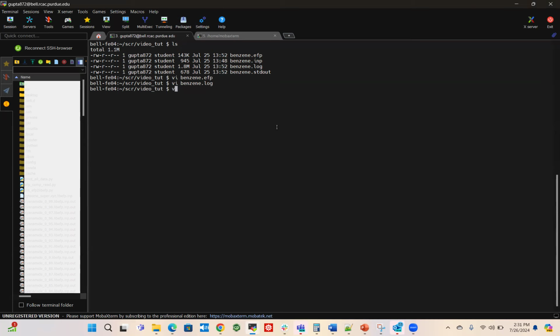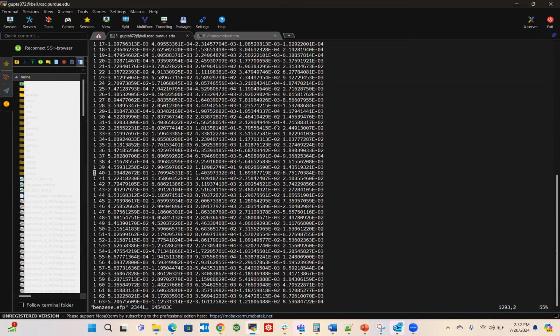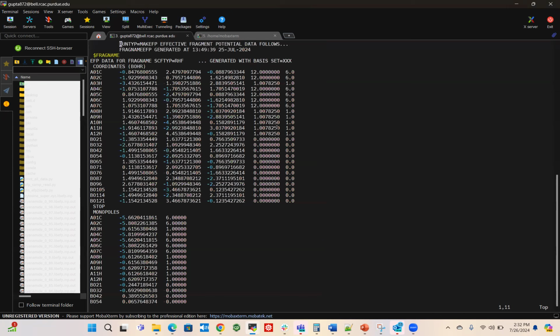So we now go to have a look at our .efp file. We see that all the data, all the parameters that we need for our EFP calculation have been generated in the .efp file. If we move down the file, we see that we first have the coordinates of the atoms in our fragment, along with the coordinates of the bond midpoints.